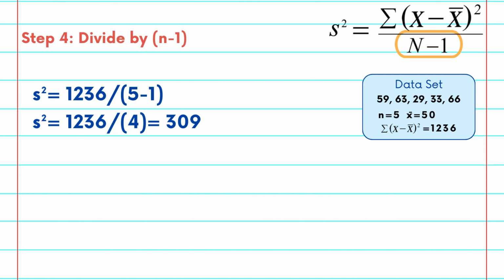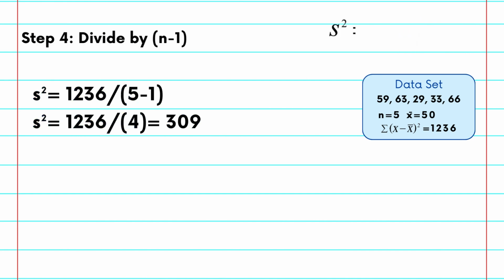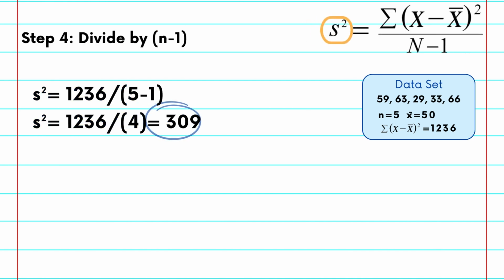Now for the last step. You can see in the formula that we need to divide by n minus 1. Here, n, or our sample size, is 5, so n minus 1 is 4. 1,236 divided by 4 is 309, also known as your solved variance.